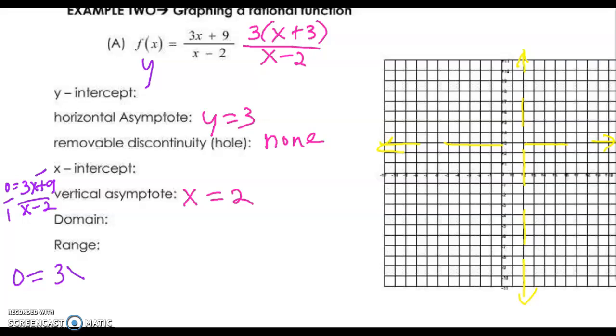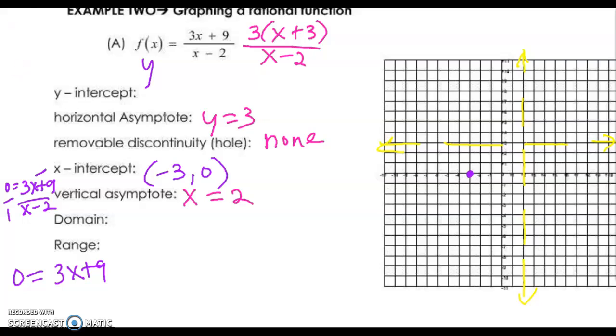0 equals 3x plus 9. What value of x makes this true? That's going to be -3. So there is an x-intercept at (-3, 0). Plot that point.